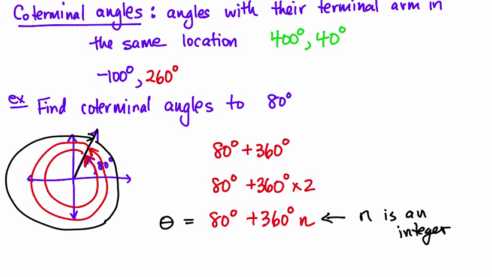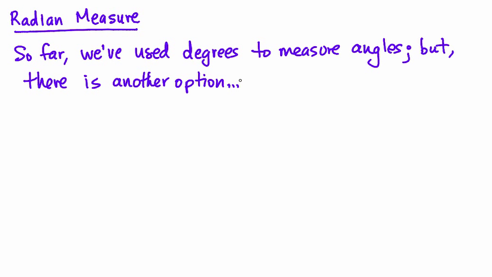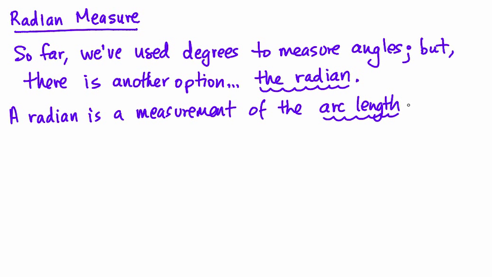Okay, now we're really going to switch gears and take a look at a new kind of angle measurement. Radian measure. And this is probably one of the most important aspects of Math 12 to take away, is the idea of radians. So far we've used degrees to measure angles, but there is actually another option, the radian. A radian is a measurement of the arc length of a certain angle on the unit circle.